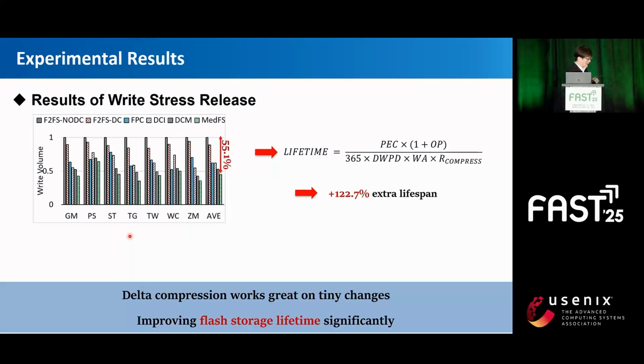The reason why delta compression works so well is that we are focused on change, and the change is tiny, especially for mobile I/O. But for regular compression, the compression ratio depends on the data pattern, and oftentimes it is not good.